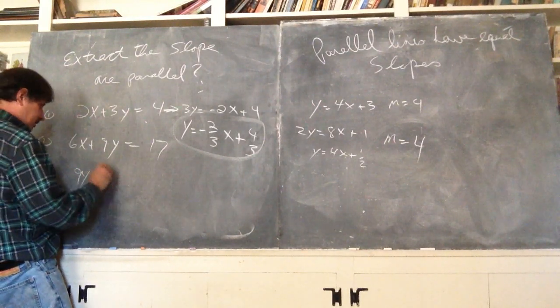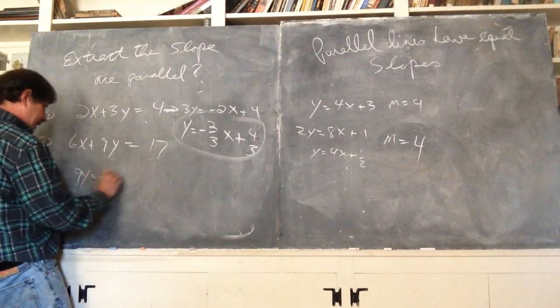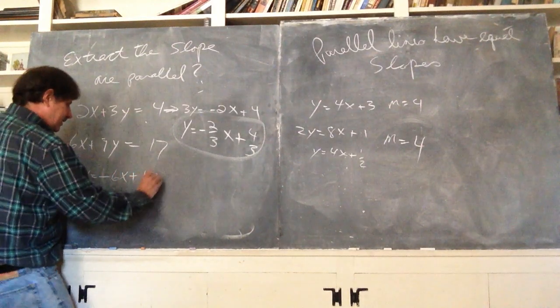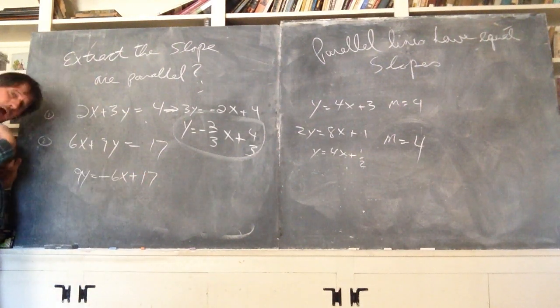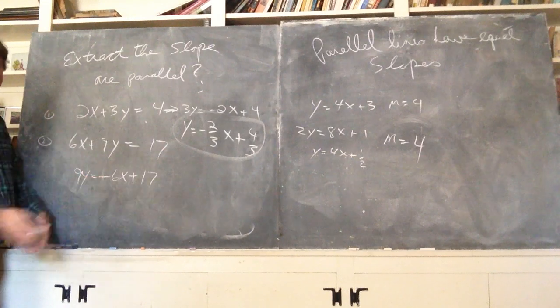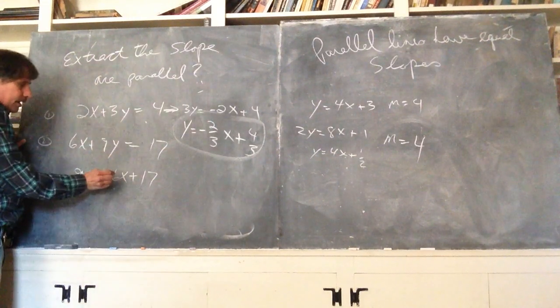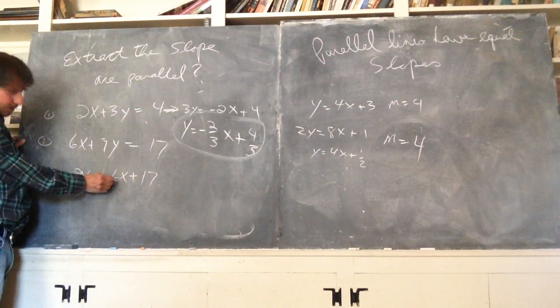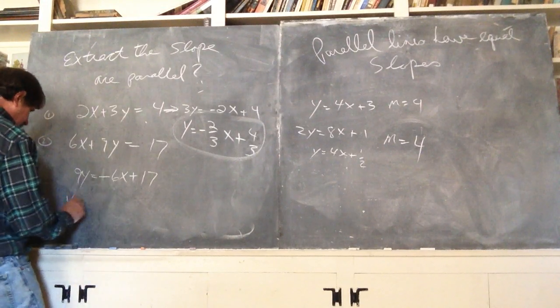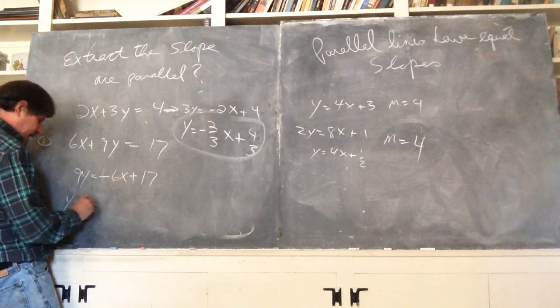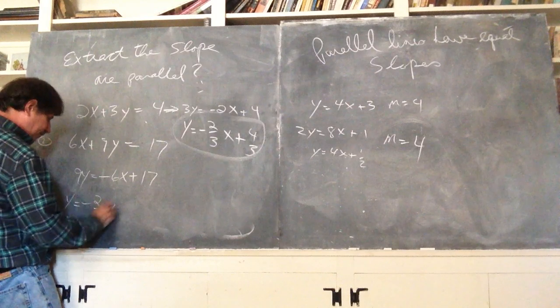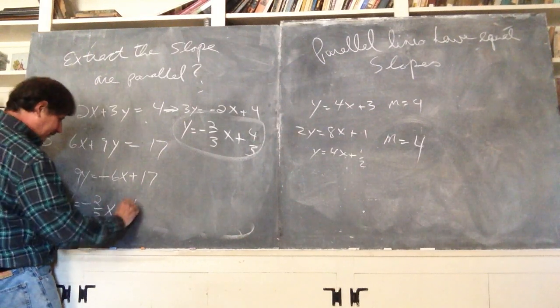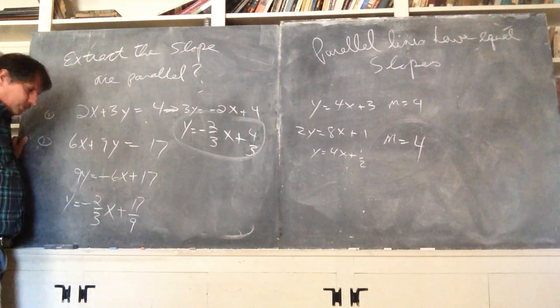9y equals negative 6x plus 17. Notice I keep the x first. That's my choice. You could be saying 17 minus 6x. That's your choice. The x-coefficient is the slope. Just remember that. So I'm going to divide by 9. Negative 6/9 is negative 2/3 x plus 17/9.